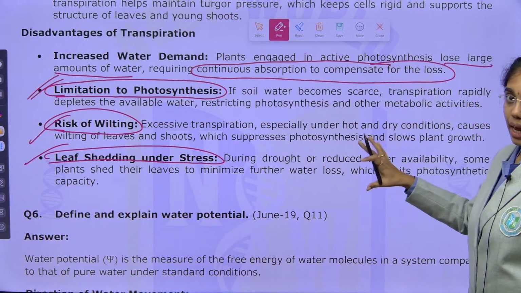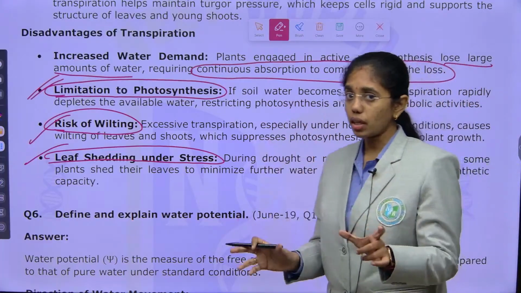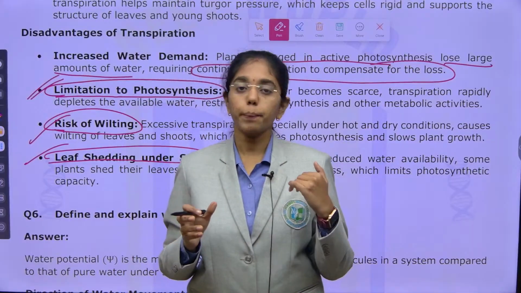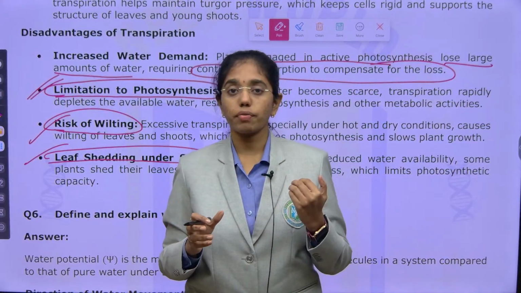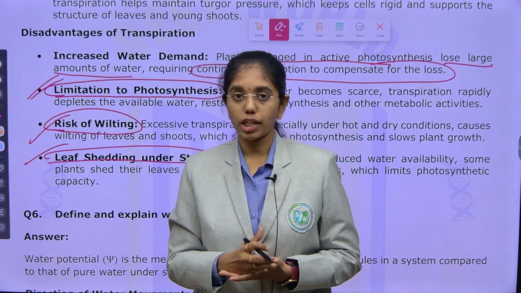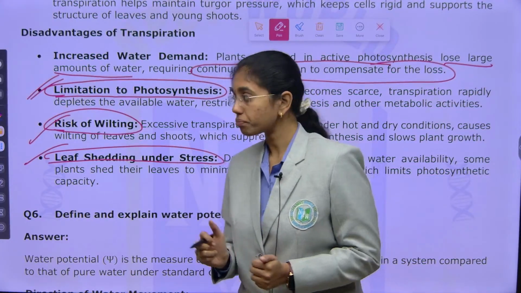Remember the points and highlight them. It is okay if you present it in the form of a table also: in one column you list the advantages of transpiration, and in the other column the disadvantages of transpiration. That is also fine.